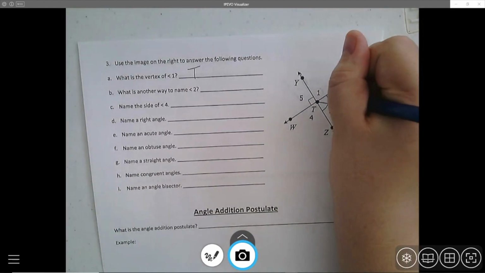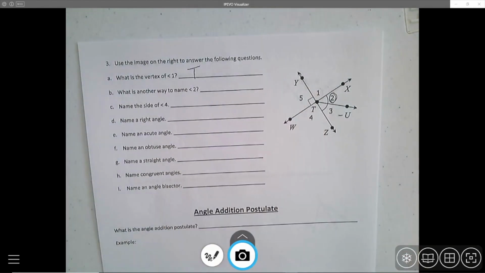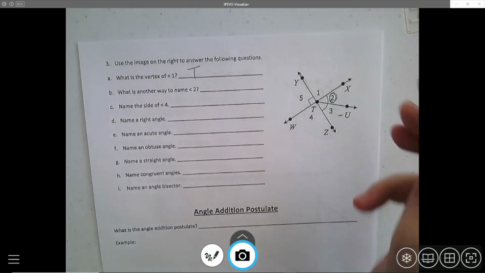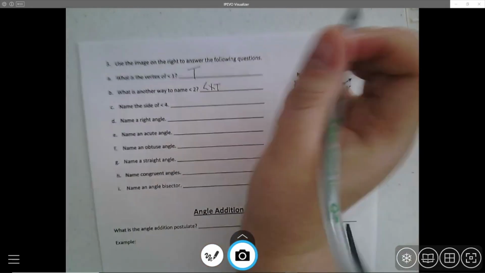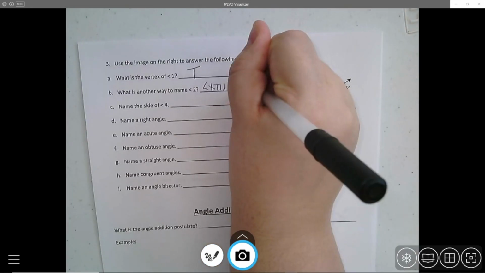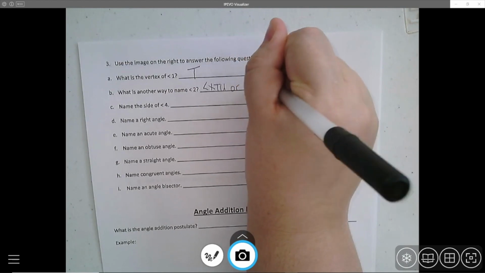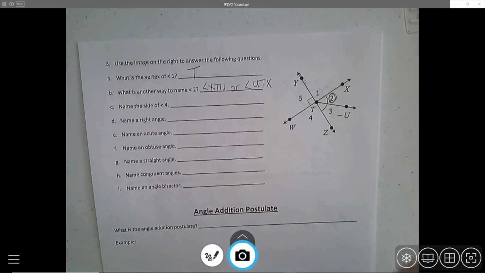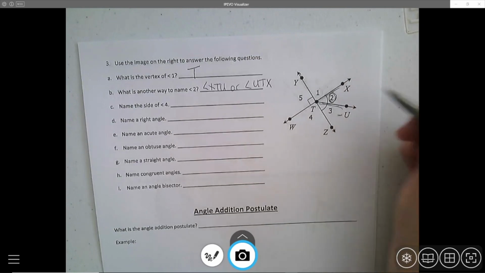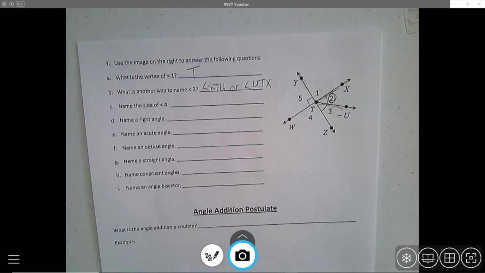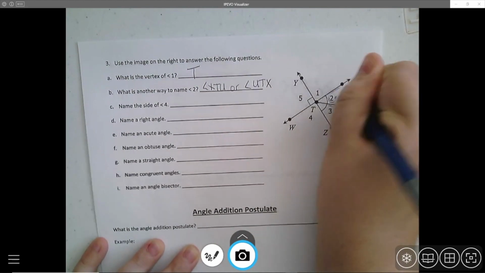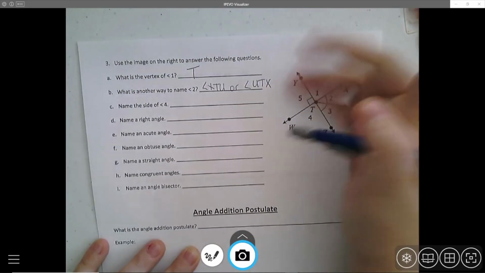Another way of naming angle 2. Here is angle 2. It is inside of angle XTU, or you can name the angle UTX. T is my vertex. Here is what 2 is in the middle of: XTU, UTX. When naming an angle with 3 points, the middle point, the vertex, always has to go in the center. Okay, I can erase because we're going to a new problem again.